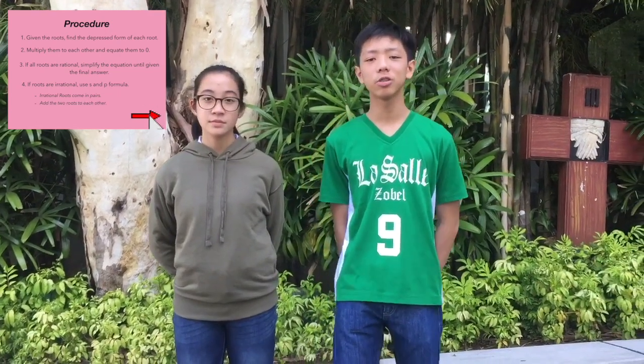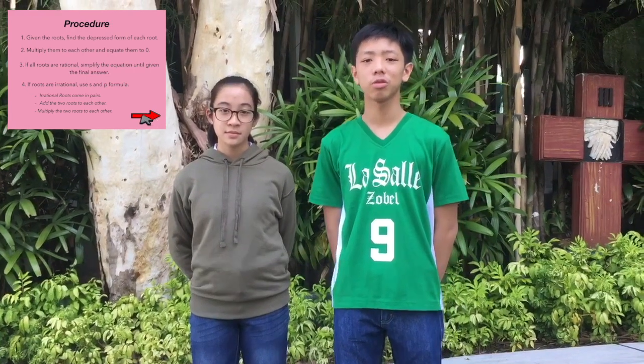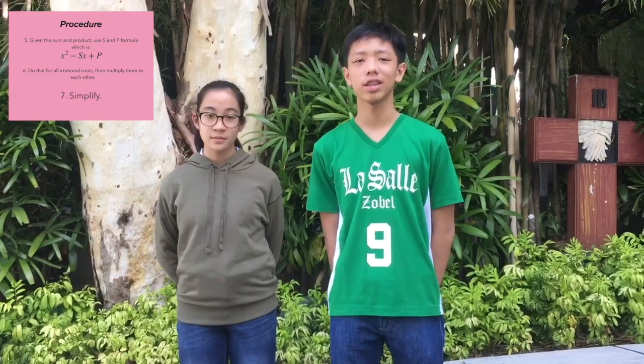Take note that irrational roots always come in pairs. Add the two roots to each other, then multiply the two roots to each other. Given the sum and product, use the formula x squared minus sx plus p. Do that for all irrational roots, then multiply them to each other, then simplify.